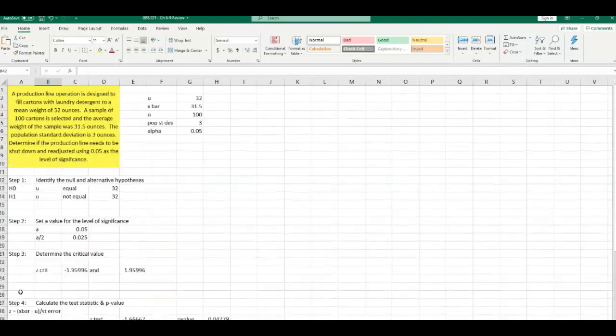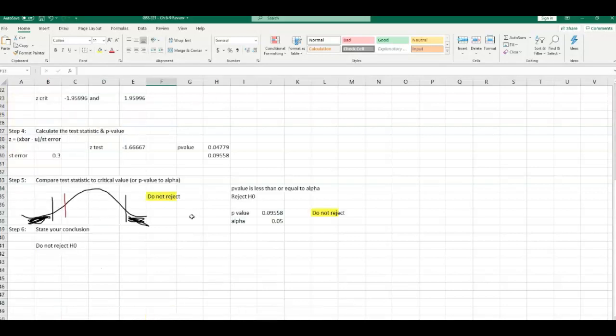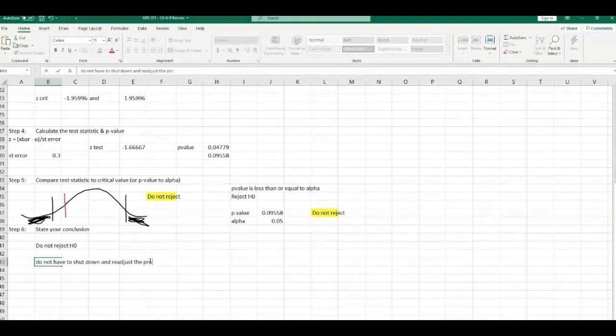So our null hypothesis here was that our mean equaled 32. So if we're saying don't reject that, we're saying that we don't have enough evidence to say that this is wrong. There's not enough evidence out there to show us that it doesn't equal 32. So by not rejecting the null, we do not have to shut down and readjust the production line.